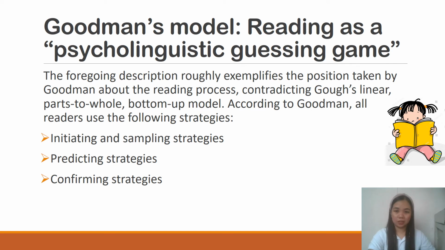Goodman's model, reading as a psycholinguistic guessing game. The foregoing description roughly exemplifies the position taken by Goodman about the reading process, contradicting Gough's linear, parts-to-whole, bottom-up model. According to Goodman, all readers use the following strategies: initiating and sampling strategies, predicting strategies, and confirming strategies.